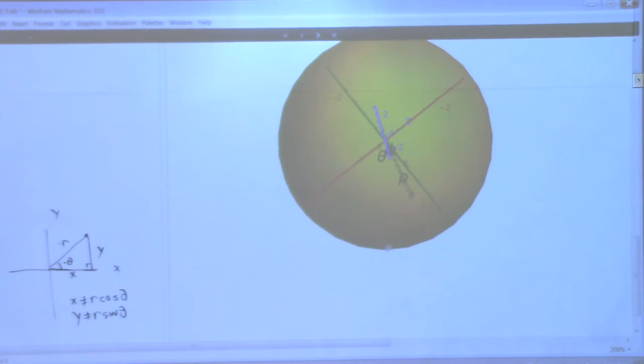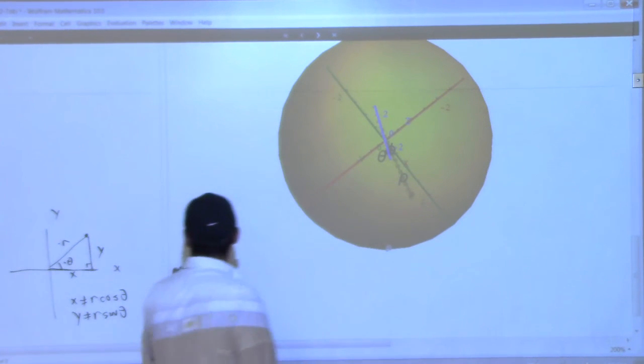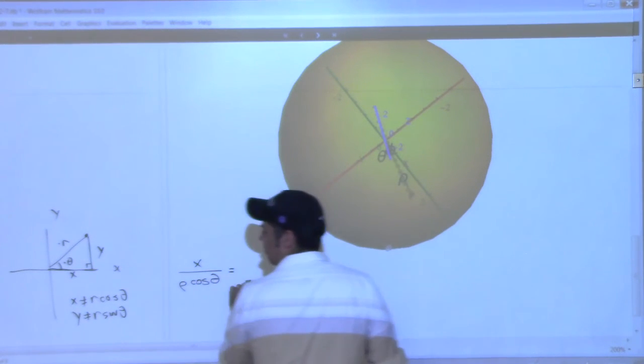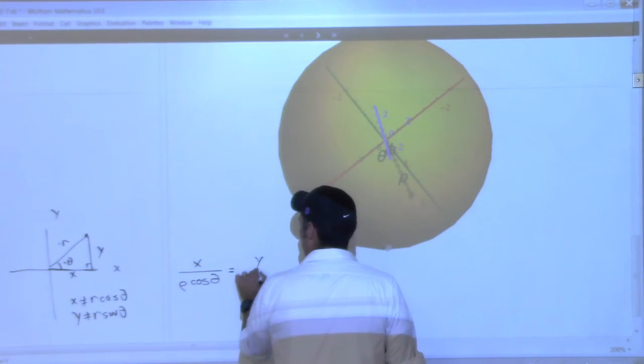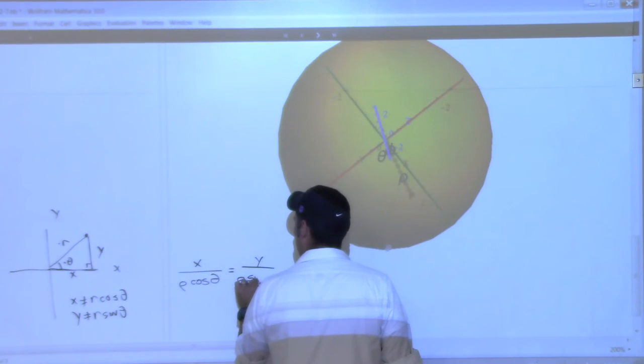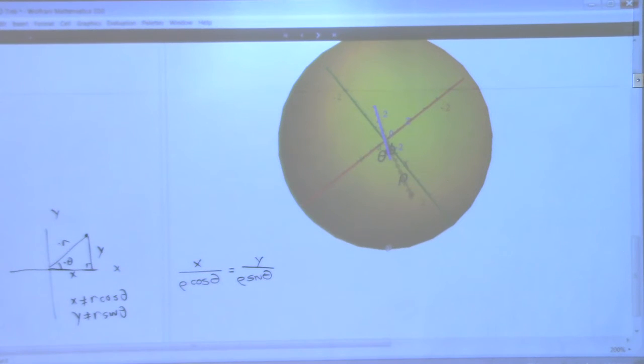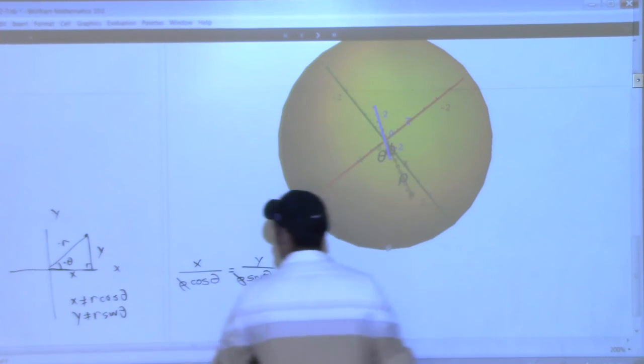How about if we just solve both of these for sine of phi? Solve both of those for sine of phi. And you get x over rho cosine theta should be equal to y over rho sine theta, right? So all I did was solve this for sine phi, divide here, and then set them equal to one another. And the rhos cancel, don't they?